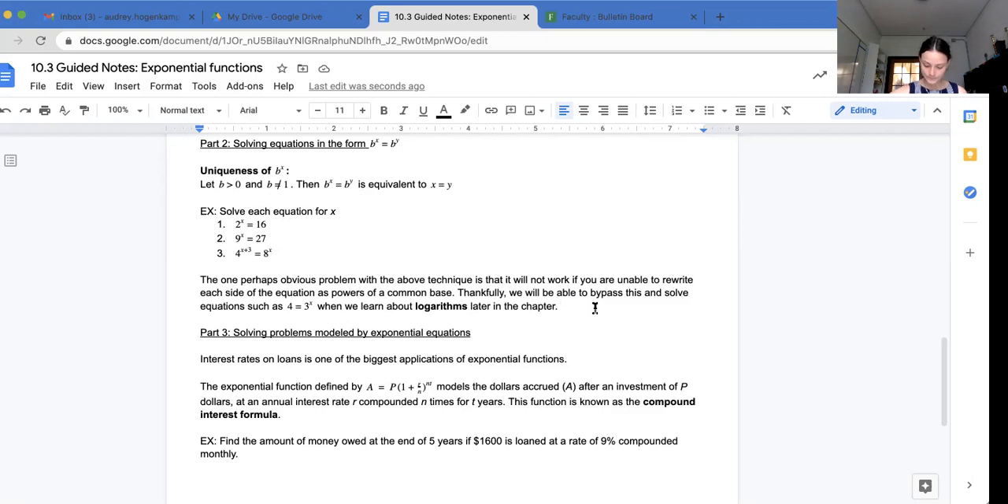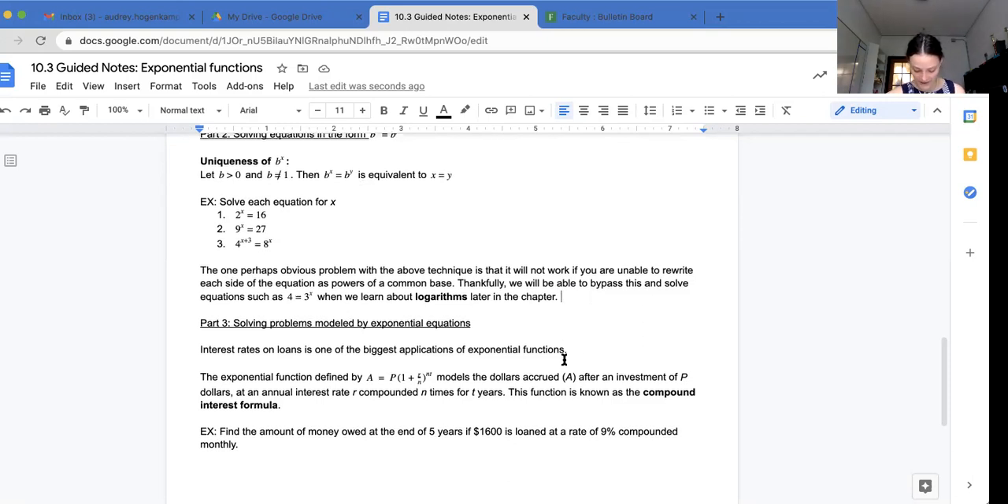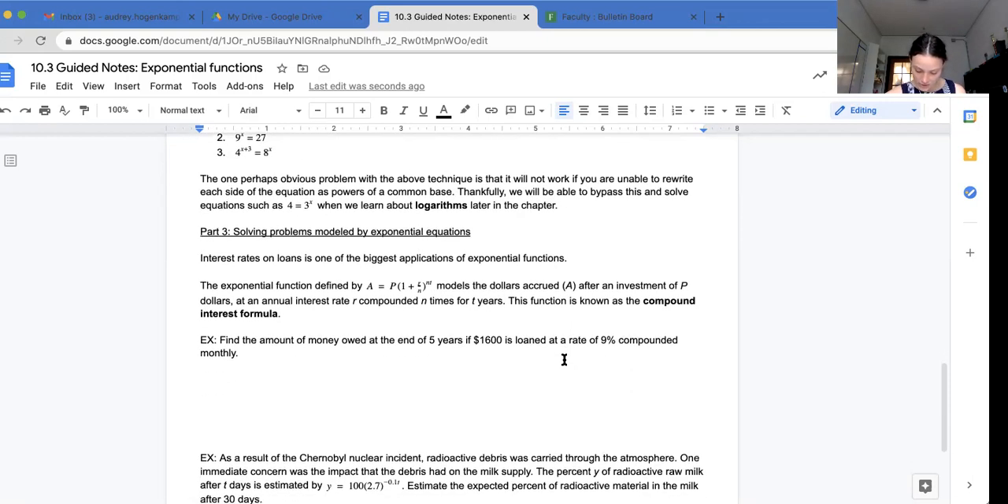Anyway, part 3, solving problems modeled by exponential equations. Interest rates on loans is one of the biggest applications of exponential functions. Basically, what these types of problems come down to is correctly entering things into your calculator, because these aren't the type of calculations that you would do by hand.